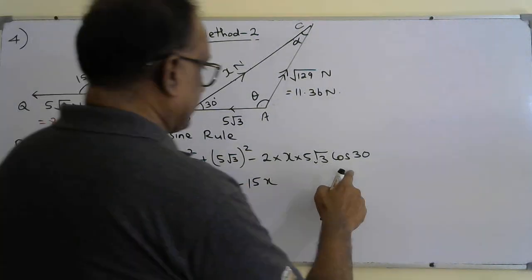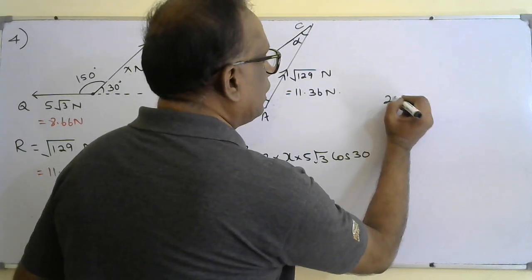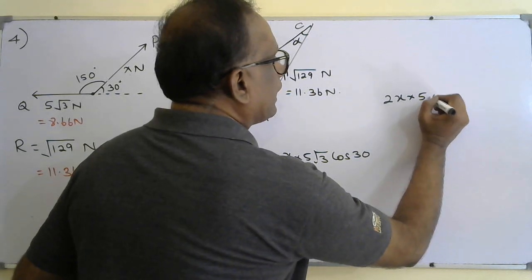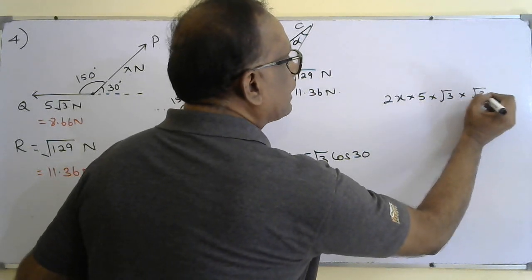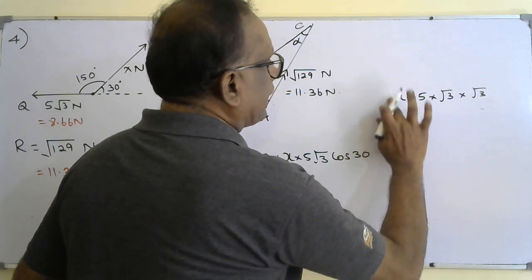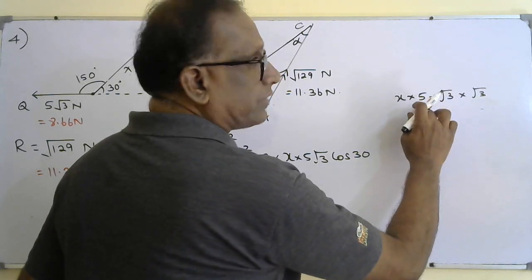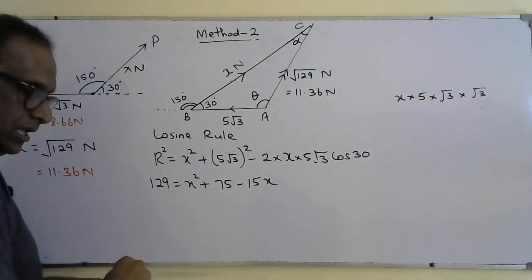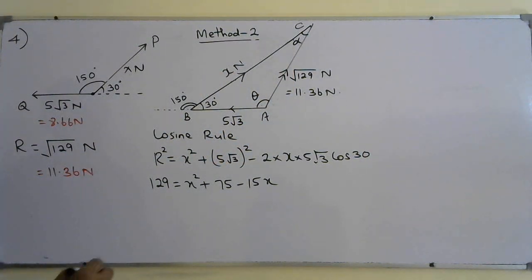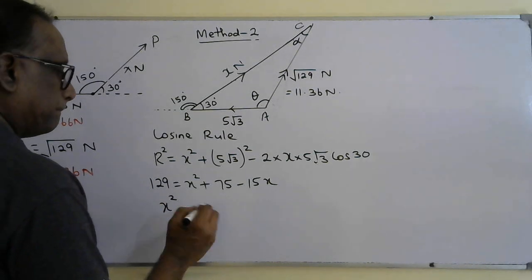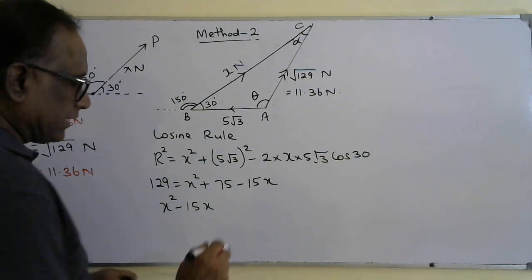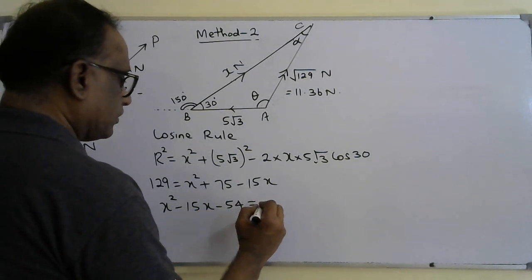Because cos 30 is root 3 by 2, if I solve it separately, 2 into 2x into 5 into root 3 into cos 30, root 3 by 2. So the 2 will get cancelled, and this 2 and this 2 will get cancelled. Root 3 into root 3 is 3, 3 into 5, 15. Okay, so minus 15x. Now it's a quadratic equation. Rearrange it. It's going to be x squared minus 15x, 75 minus 129, that will be minus 54 equals 0.